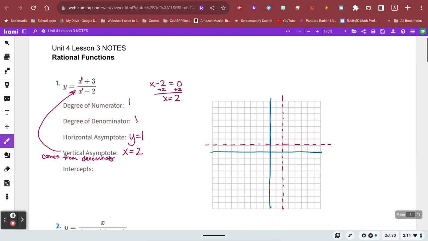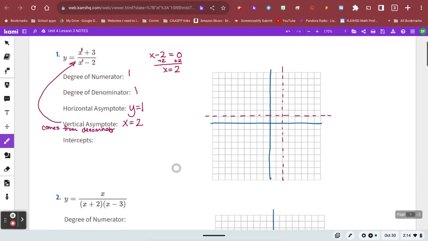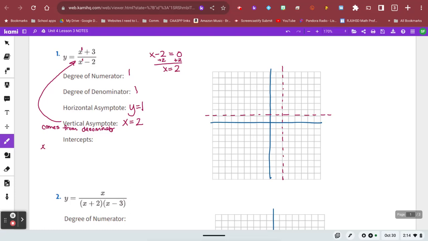Okay. And then to find our intercepts. So when we do our intercepts, we're going to find our x and y intercepts. So our x-intercept is when we take our numerator, so x plus 3, and we're going to equal it to 0. And then we're going to solve it. And that is going to be our x-intercept, so negative 3, 0. So at negative 3, it's going to cross there.